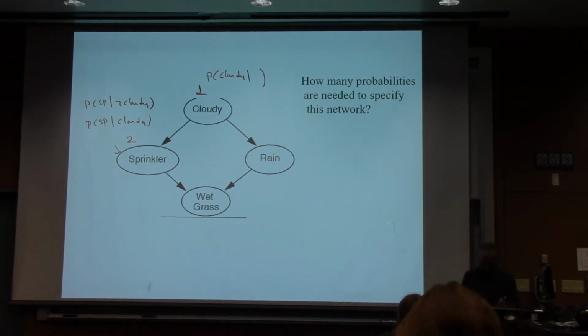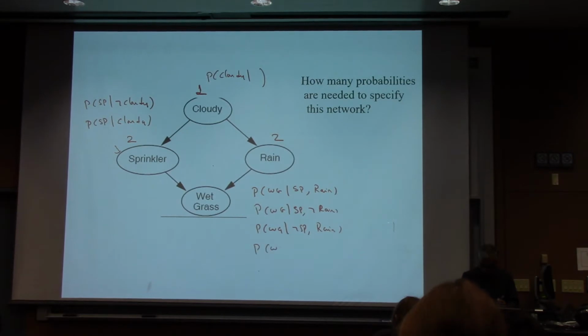How about this again? The same thing, 2. How about here? 4. They will be of this kind. Probability of wet grass, given sprinkler and rain. Probability of wet grass, given sprinkler and not rain. Probability of wet grass, given not sprinkler and rain. Probability of wet grass, given not sprinkler and not rain.